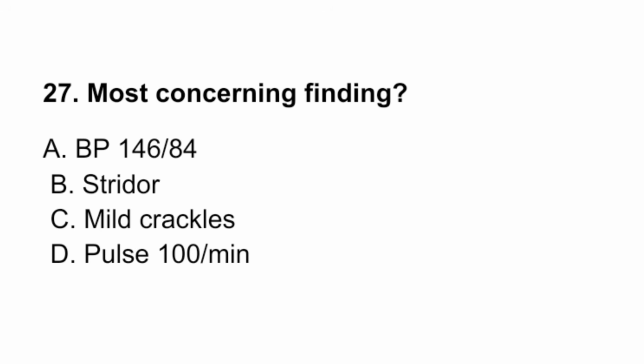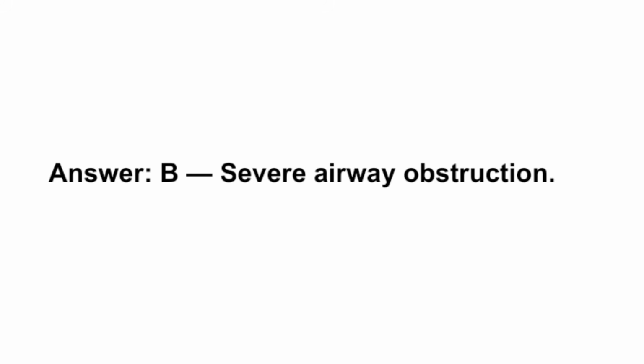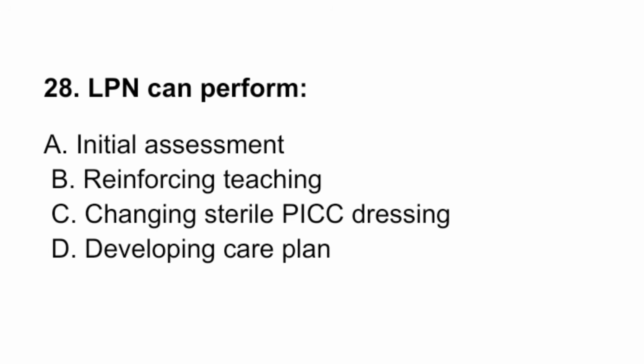27. Most concerning finding. A. BP 146 over 84. B. Stridor. C. Mild crackles. D. Pulse 100 per minute. Answer B. Severe airway obstruction.